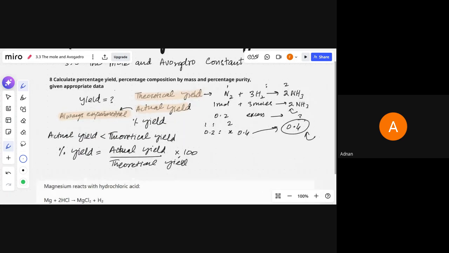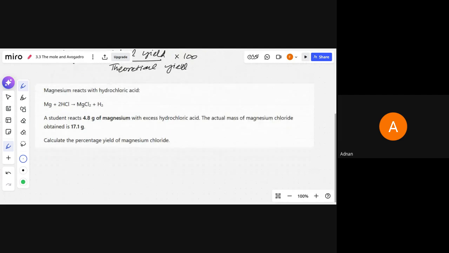So now I have a question here. Let us solve this question. Magnesium reacts with hydrochloric acid.